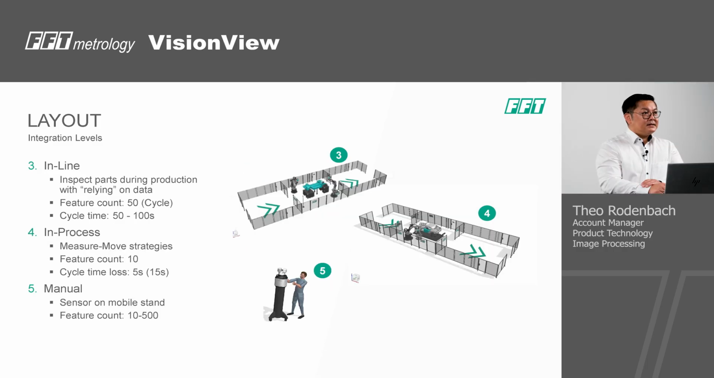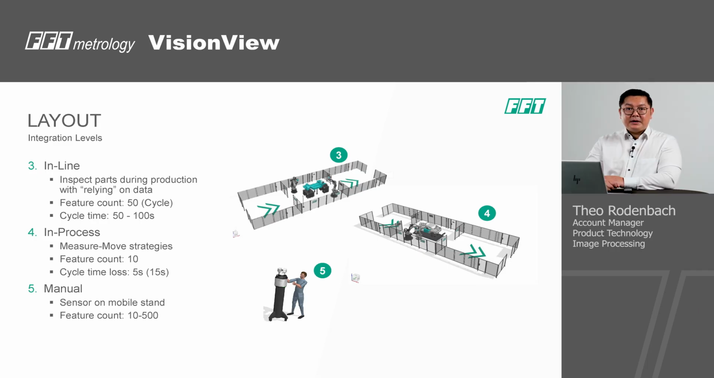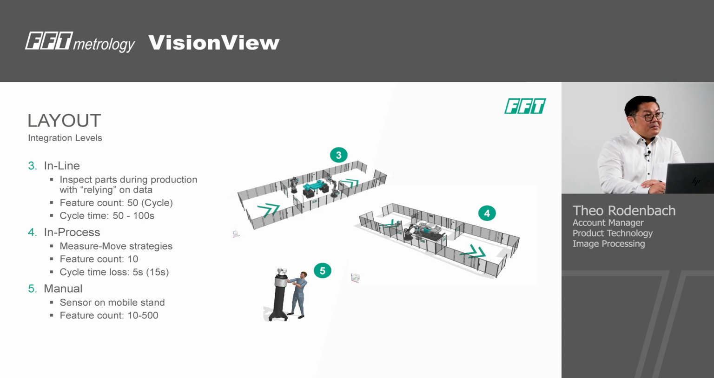Inline measurement happens directly in the production line. Within a cycle time between 50 and 100 seconds per part, a set of around 50 features can be measured. The data is used directly for process control. FFT VisionView offers smart strategies like rolling measurement and switching between full and short programs to meet customers' requirements. Furthermore, VisionView offers in-process, measured and manual inspection for more specific areas like measure-move strategy, prototype testing or special applications in aviation and railway context.